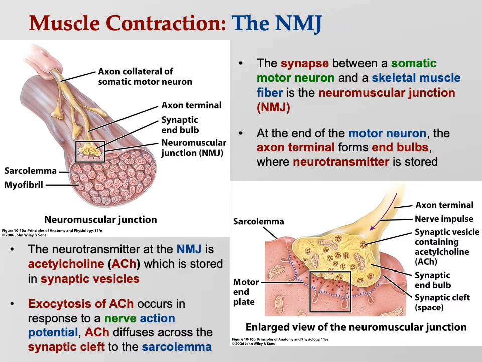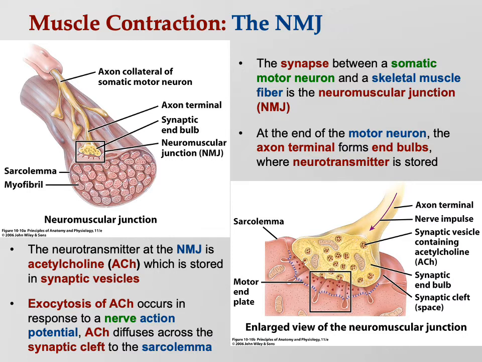Exocytosis of acetylcholine occurs in response to a nerve action potential. Acetylcholine diffuses across the synaptic cleft to the sarcolemma. So some of those words you've seen before, some of them you haven't. Exocytosis: exo means out, cyto means cell. Exocytosis means things leaving the cell. So when acetylcholine leaves the synaptic knob, that's called exocytosis.